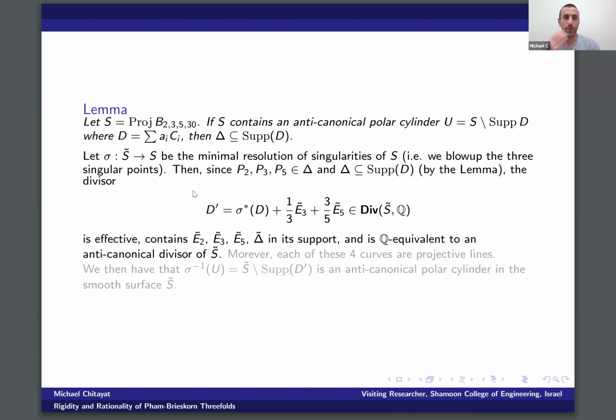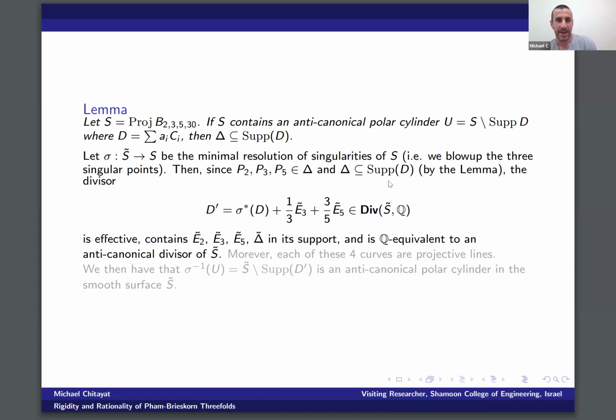So what do we do? We know that delta is contained in the support of D, and now we resolve the singularities. So we let sigma be the minimal resolution of singularities. So we blow up these 3 singular points. And because we know the types of these singular points, they're 1/2(1,1), 1/3(1,1), and 1/5(1,1) singularities, the exceptional curve over each of those 3 singular points is a projective line.